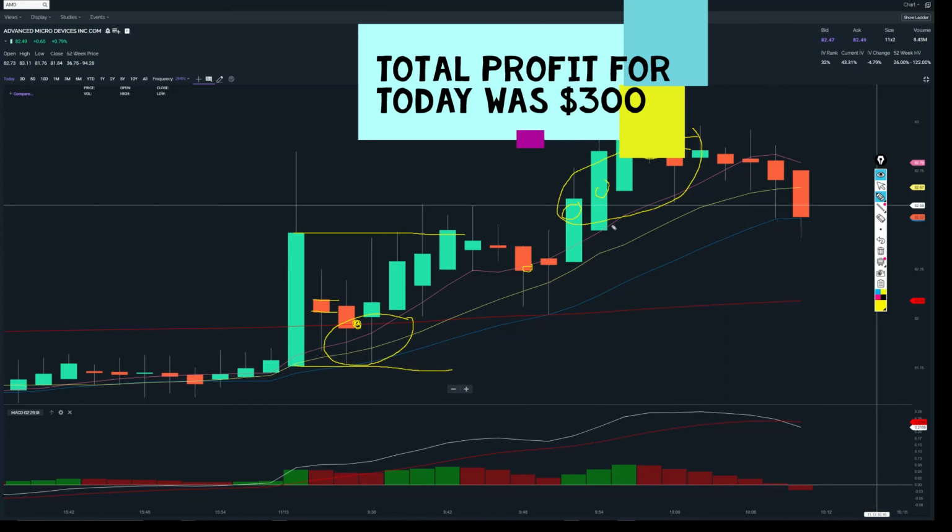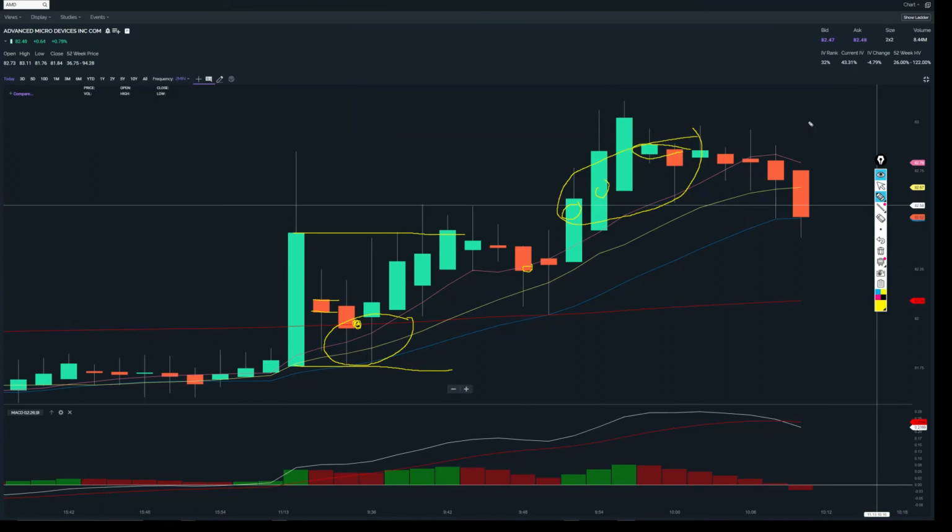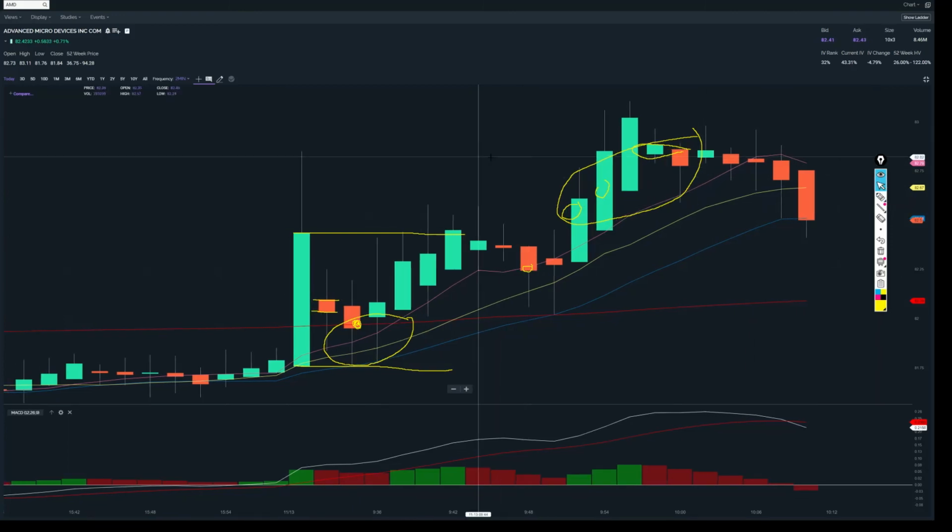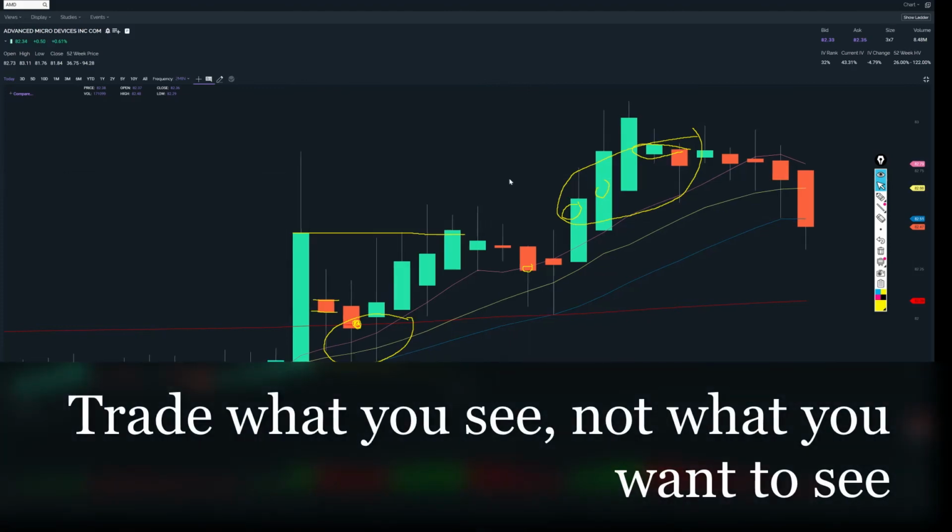I wanted more. I wanted this to continue rising, but you can't control what happens in the market. You look at what happens and you trade accordingly. You can't control the market, so you've got to come to that understanding. What you want to happen may not always happen. Just play what's in front of you, trade what you see, not necessarily what you want to see.